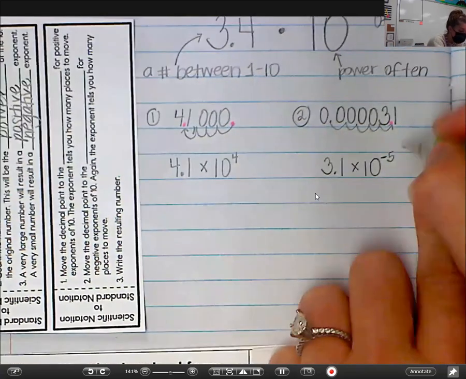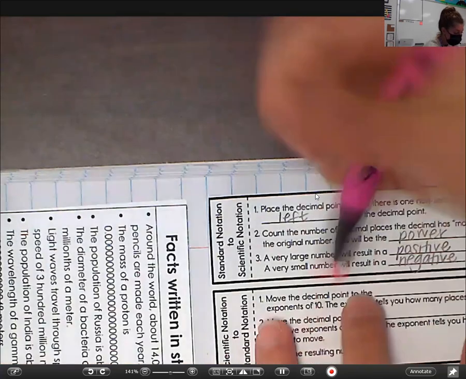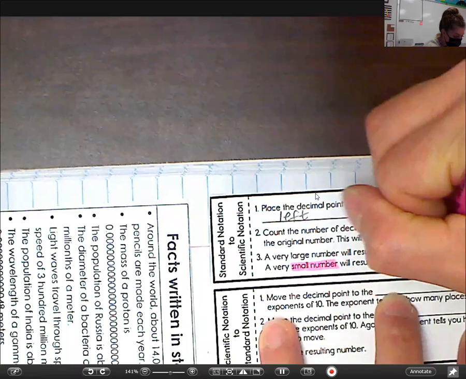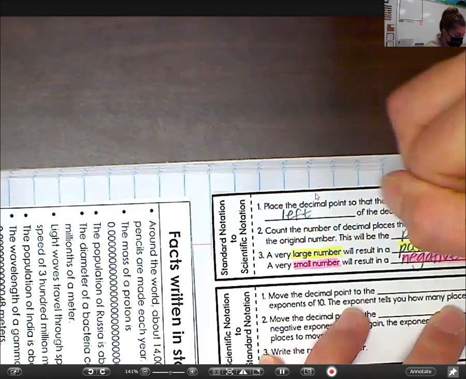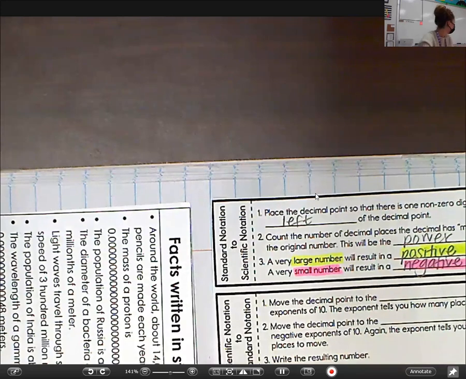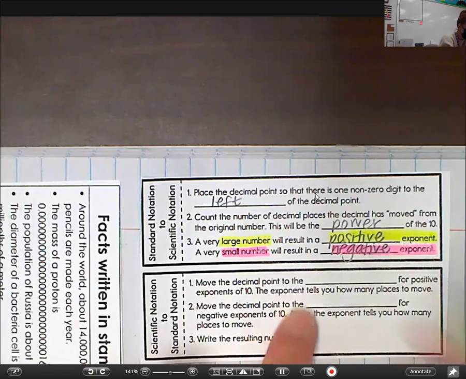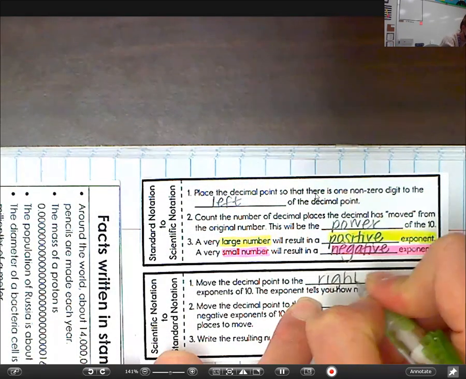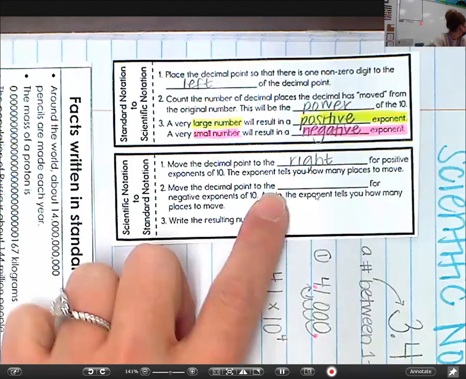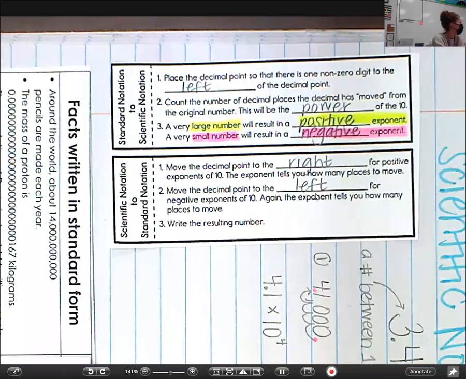Great question. So the negative exponent, here, I want to come over here. A small number is our negative exponent, and a large number is the positive exponent. Small negative, large positive. Okay, so let's talk about turning a number from scientific to standard. You're going to move the decimal point to the right for positive exponents. And you're going to move the decimal point to the left for negative exponents.